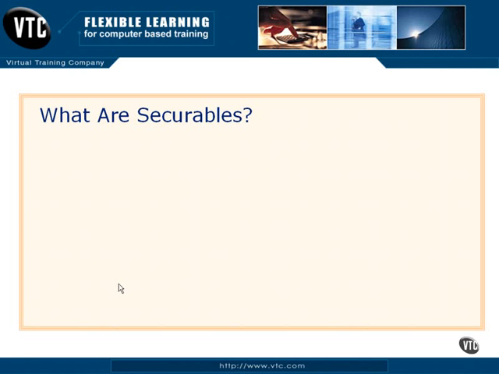The next portion of our security picture are the securables. Now, what exactly is a securable? Well, a securable is real simple. It's any object that can be accessed. If someone's going to need to access something to get information from it, to write information to it, or anything like that, then that is a securable object. It's something that needs to be secured.